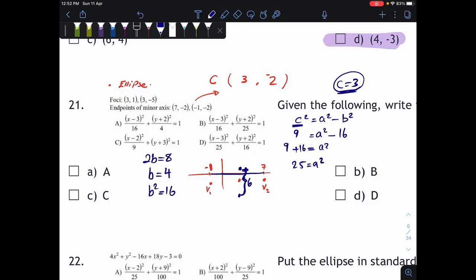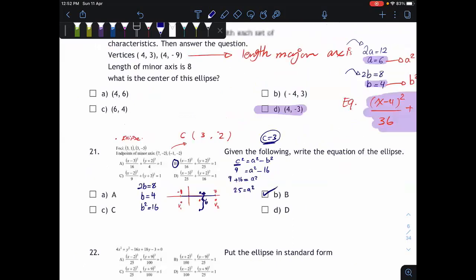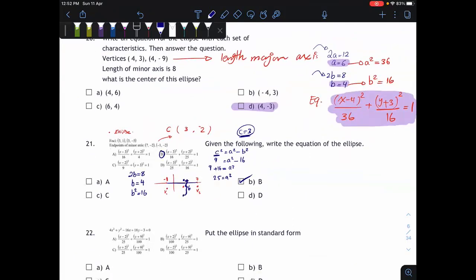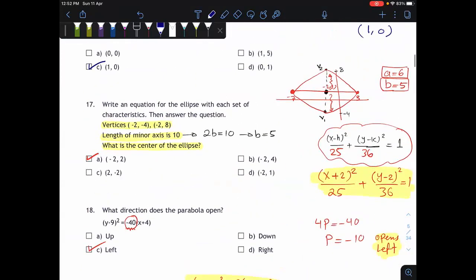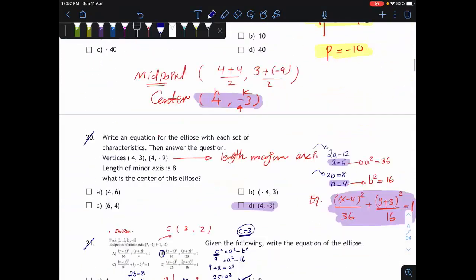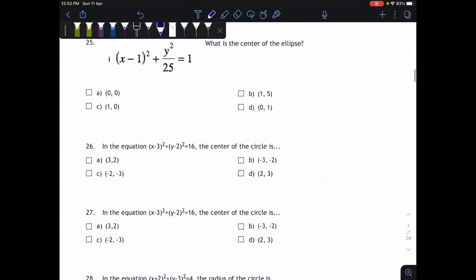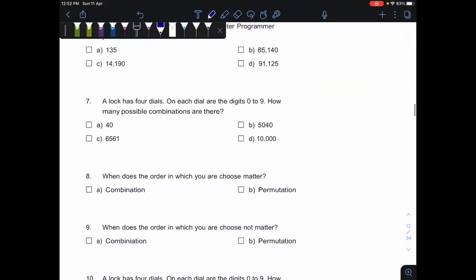So we will choose the one that is vertical and has 25 below the y squared. So your answer is B. It's not an easy question. I'd like you guys to revise this kind of question up to now, 21. Study these questions well, especially number 21, number 20, and also number 17.